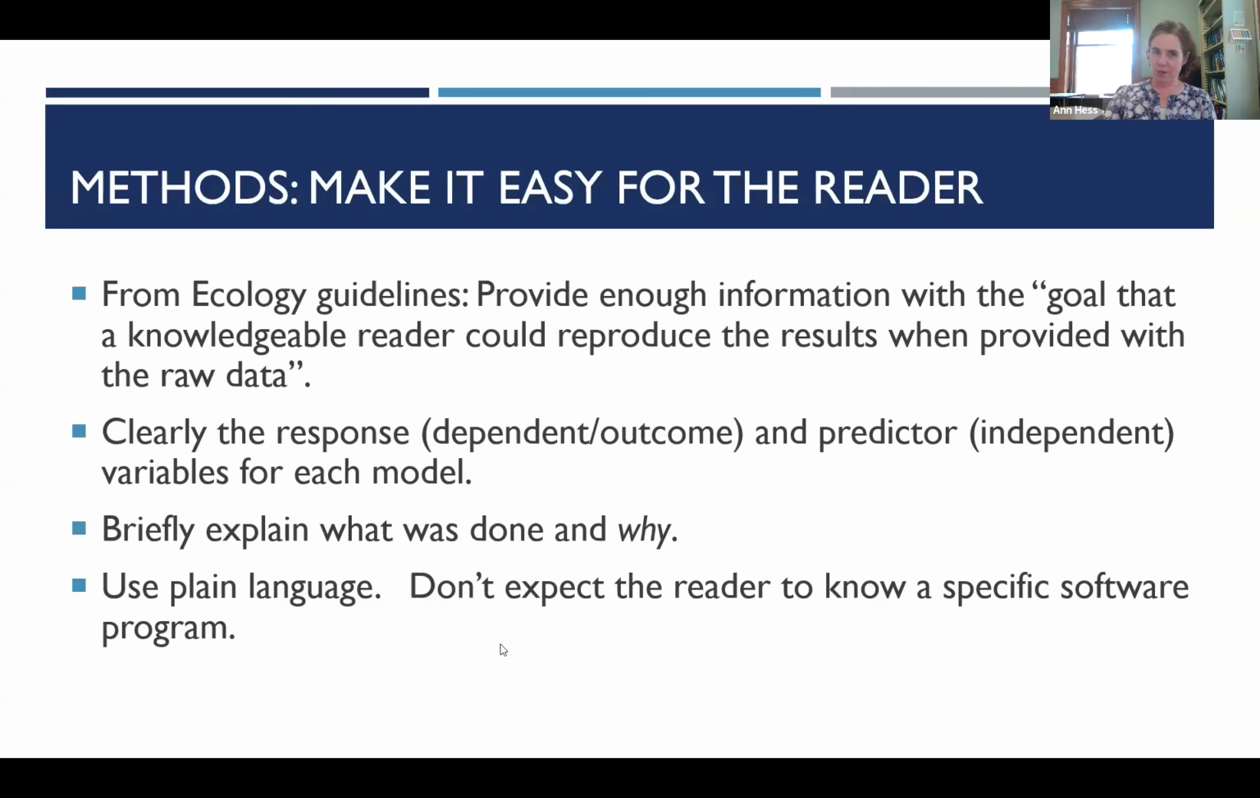Next, make it easy for the reader. And I'm going to go back to something that appeared in those ecology guidelines because I think this is the overarching idea. We want to provide enough information with the goal that a knowledgeable reader could reproduce the results when provided with the raw data. A really easy thing to do is to clearly specify the response variable. That might also be called a dependent or an outcome variable, and the predictor variables for each model.